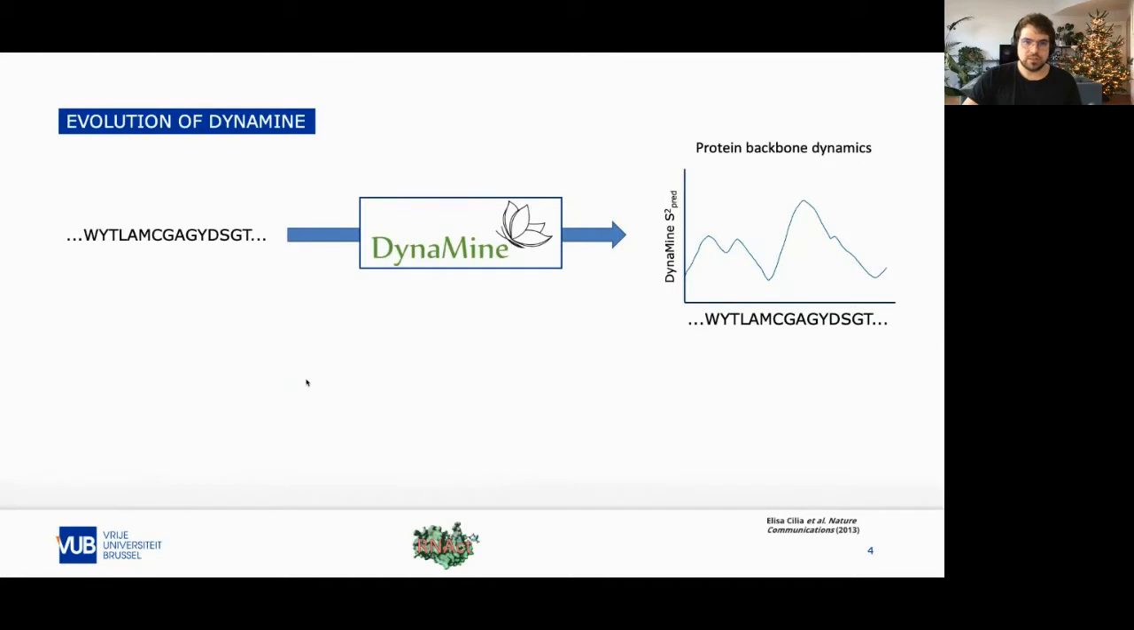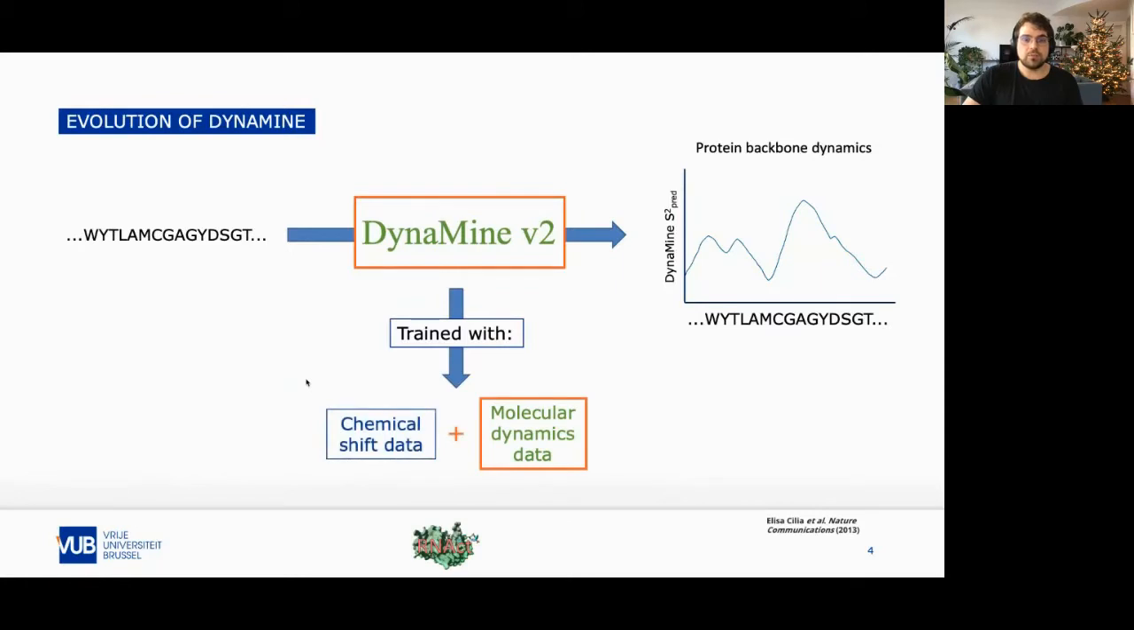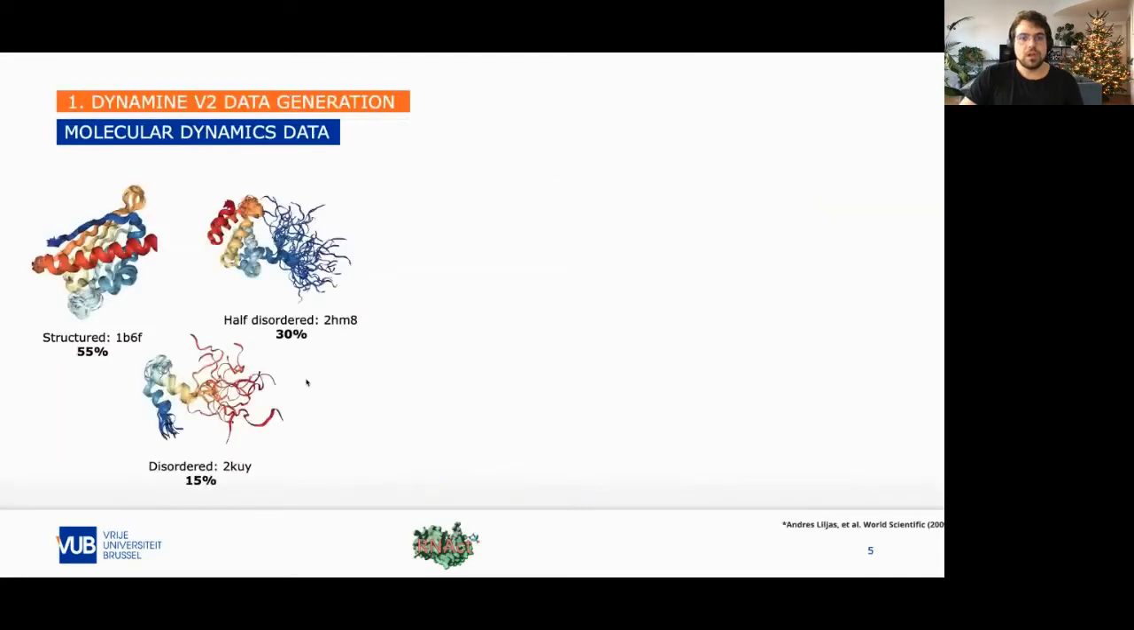So this is what DynaMine was doing. You just give it a protein, it does its thing, and it returns protein backbone dynamics. And this DynaMine has been trained with only chemical shift data. For DynaMine 2, we're also including molecular dynamics simulation data, which we expect will give more accurate predictions. To generate this molecular dynamics data, we first got a set of 100 proteins. Some of them were structured, some others half disordered and disordered.